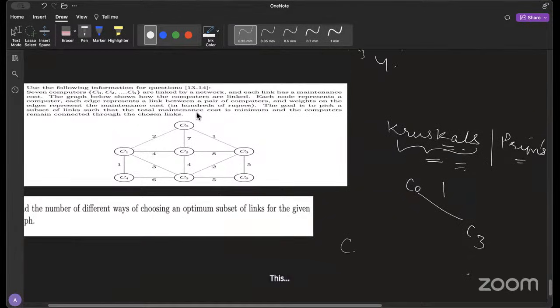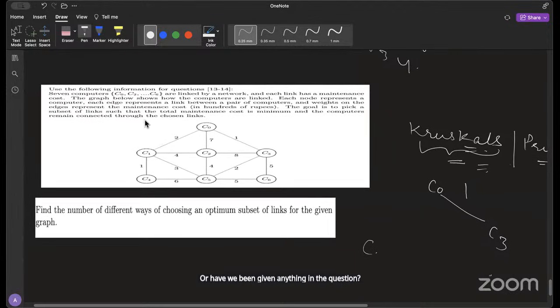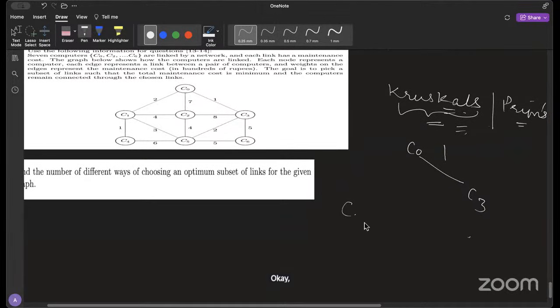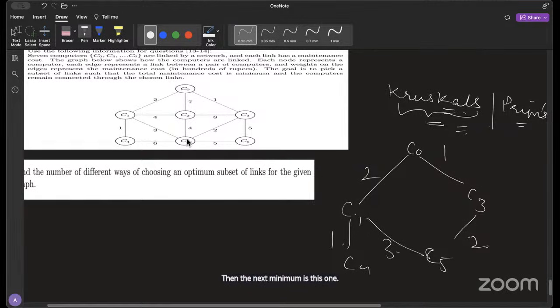Or have we been given anything in the question? Okay, there's nothing. So you can go C1, C4, and this is 1. And the next minimum is this one, 2, and this one, 2. Then the next minimum is this one, 3, and there's no other 3, right? It is still making a cycle. Okay, this is making a cycle, so this you can't take.